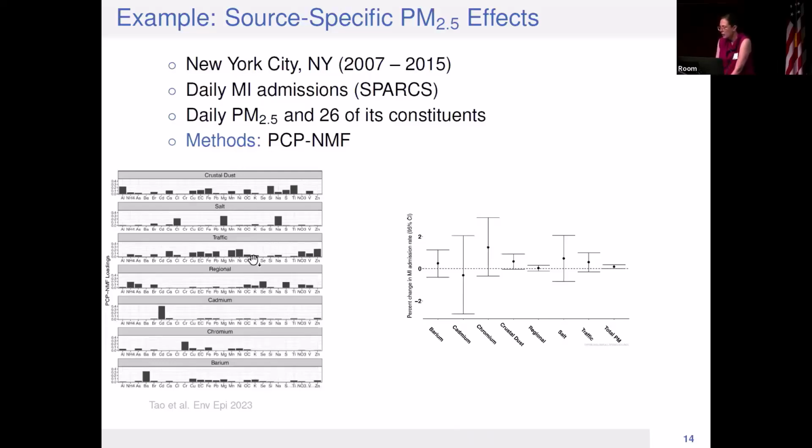So we identified crustal dust, salt, traffic, regional or secondary air pollution. And these three single element sources that didn't fit in one of the more broad sources that we identified. And then in a second stage, she ran a case crossover study design. And she identified that total PM, that was not surprising, of course, was associated with elevated risk for MI, and so was regional. Traffic had a few outliers.